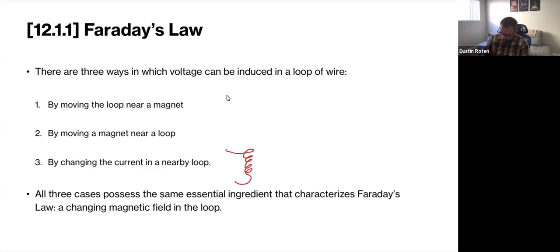So if we have one loop here and one loop here, and we'll talk about this next time. But essentially, if you change the current, so delta I for a change in current in one of these, it'll actually change the current in another. So there's three different ways we can induce a current here. And all of these essentially reflect Faraday's law, which is that a changing magnetic field in a loop will produce a current.